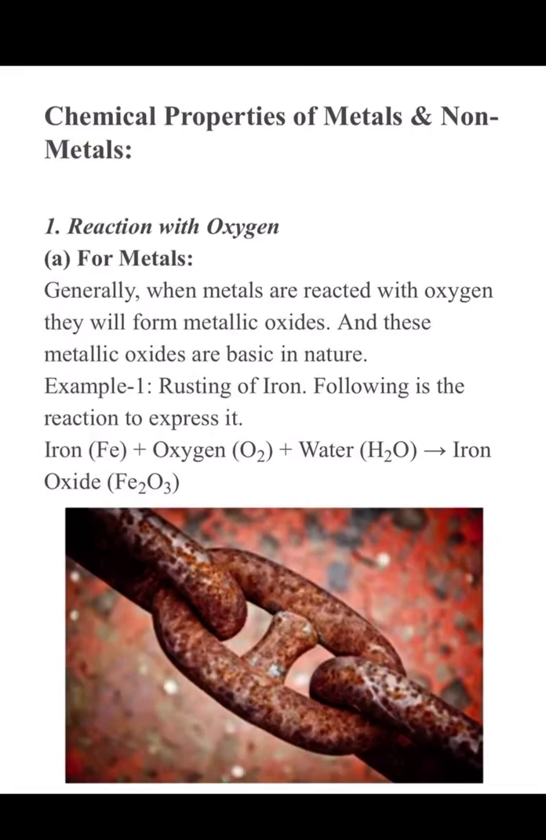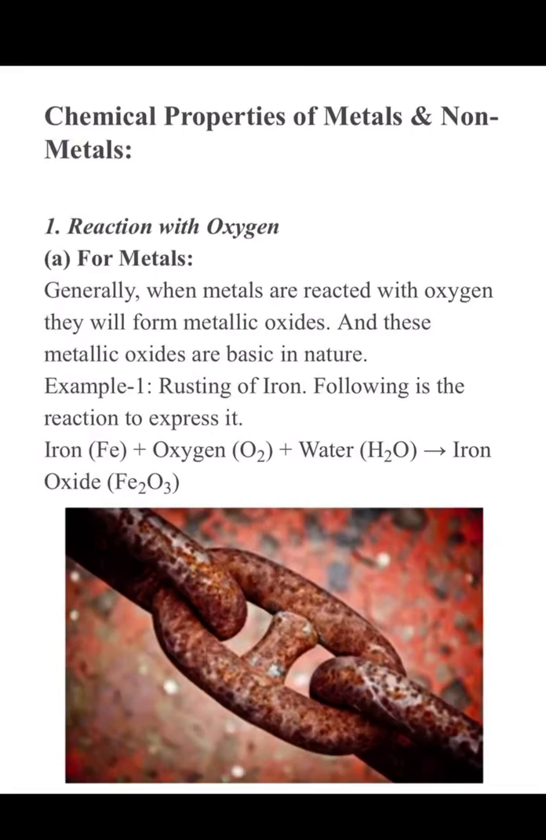Now we start discussing one of the most important things, the chemical properties of metals and non-metals. The first property is how they react with oxygen. You are familiar with the phenomenon of rusting of iron. Generally metals react with oxygen and form oxides, and these metallic oxides are basic in nature. For example, there is the rusting of iron.